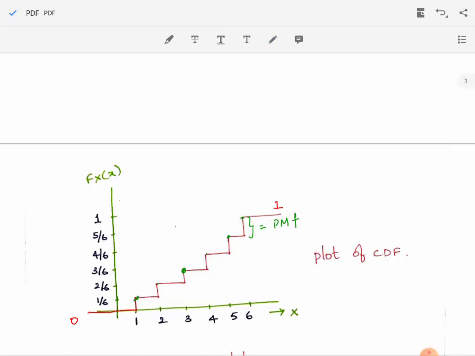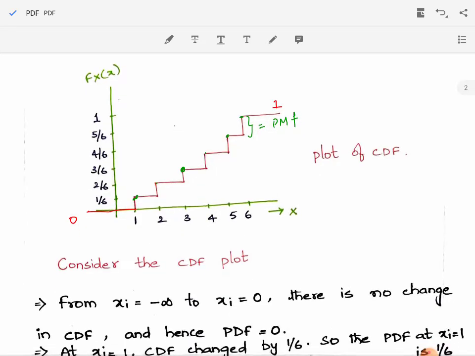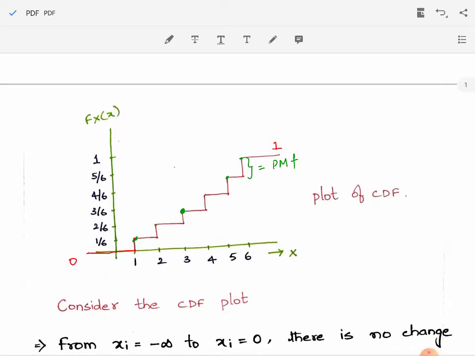Once we plot the CDF, now observe the CDF. If you take from minus infinity to 0, that is when xi goes from minus infinity to 0, there is no change in the cumulative distribution function. When there is no change in the CDF, the PDF at this point will be equal to 0, since the change in the CDF we consider as the PDF.